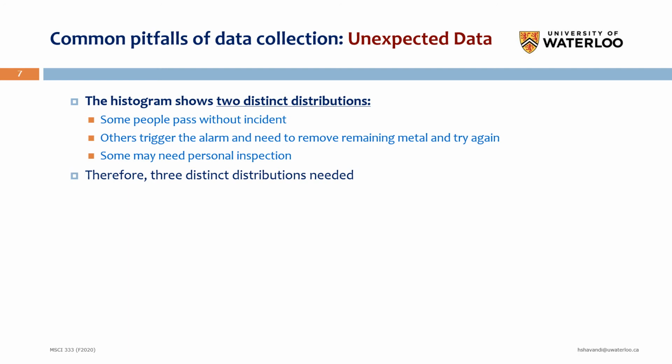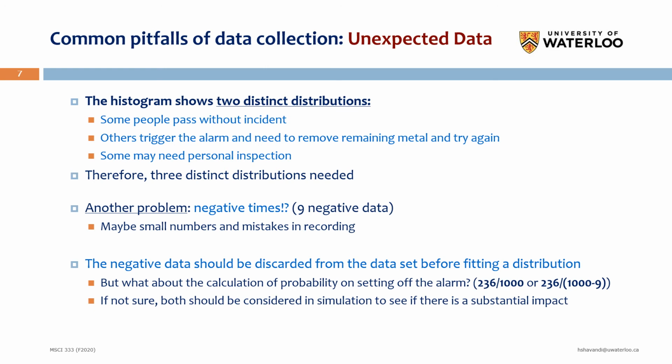Okay, and another problem that we observe in this study is negative times. So we have 9 negative data in the 1,000 data. Is it possible? No. It may be small numbers, or we may have a mistake in recording, so we can't have negative data, right? So what to do then? We can remove those negative data from our data set, so then we will have 9 less than 1,000 data, right?